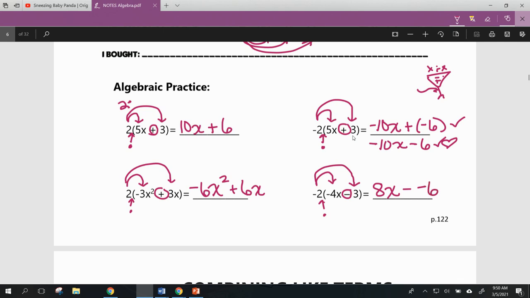All right, what do we know? Two negatives make a positive. So that gives us 8x plus 6. And that would be our final answer for that one. So again, just adding on to those building blocks as we move forward through this unit.